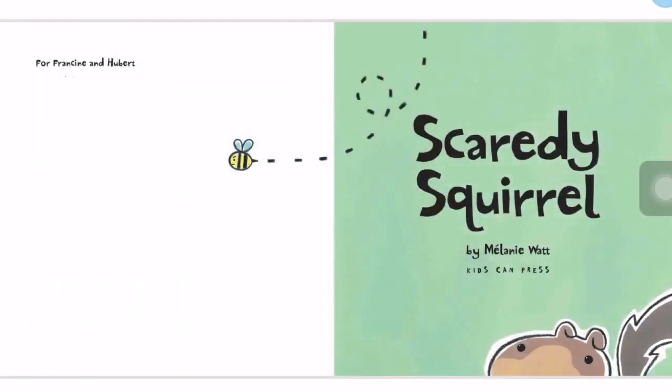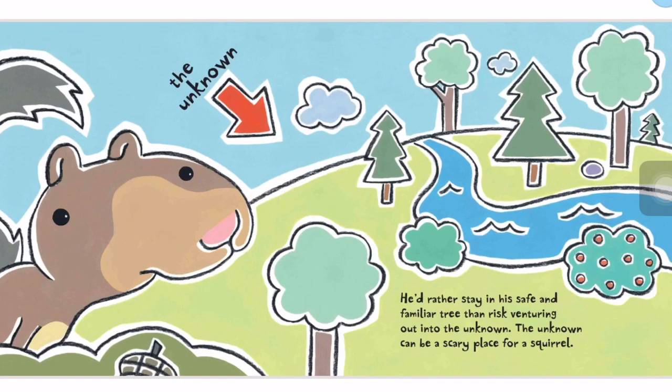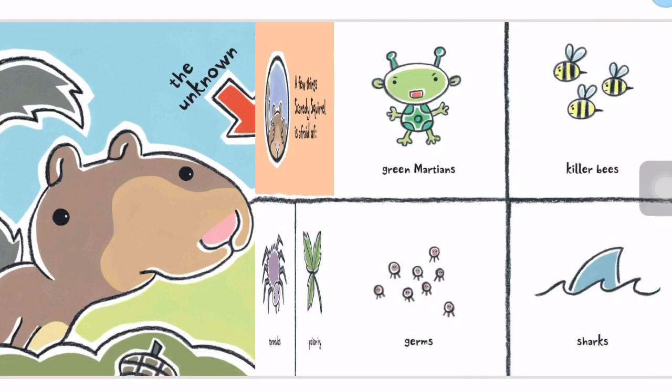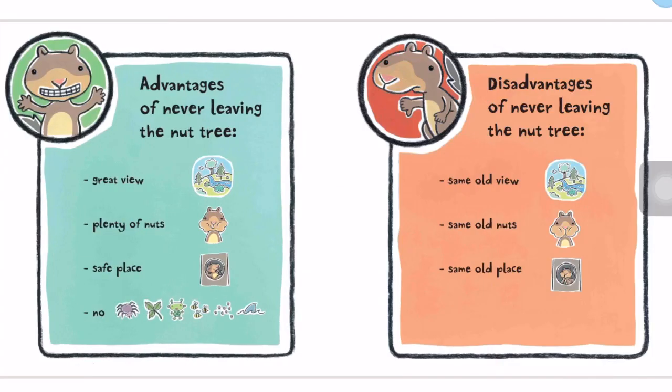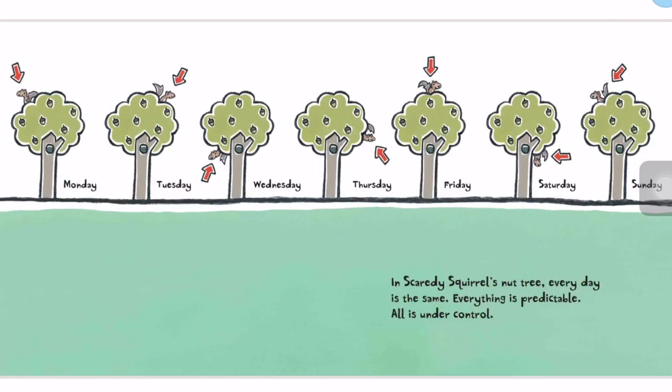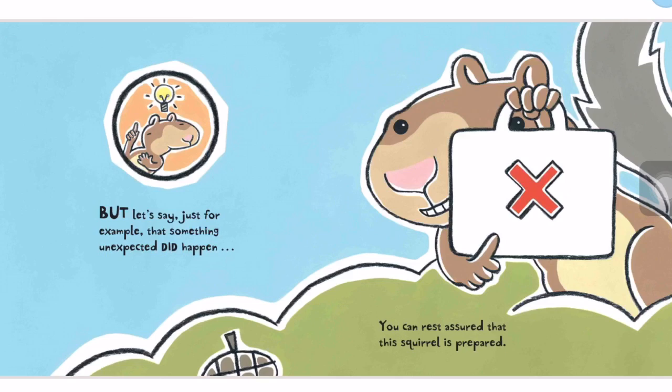Now let's try to find the problem and solution in a Scaredy Squirrel book. Scaredy Squirrel never leaves his nut tree. He'd rather stay in his safe and familiar tree than risk venturing out into the unknown. The unknown can be a scary place for a squirrel. So he's perfectly happy to stay right where he is. In Scaredy Squirrel's nut tree, every day is the same, everything is predictable, all is under control. But let's say, just for example, that something unexpected did happen, you can rest assured that this squirrel is prepared.